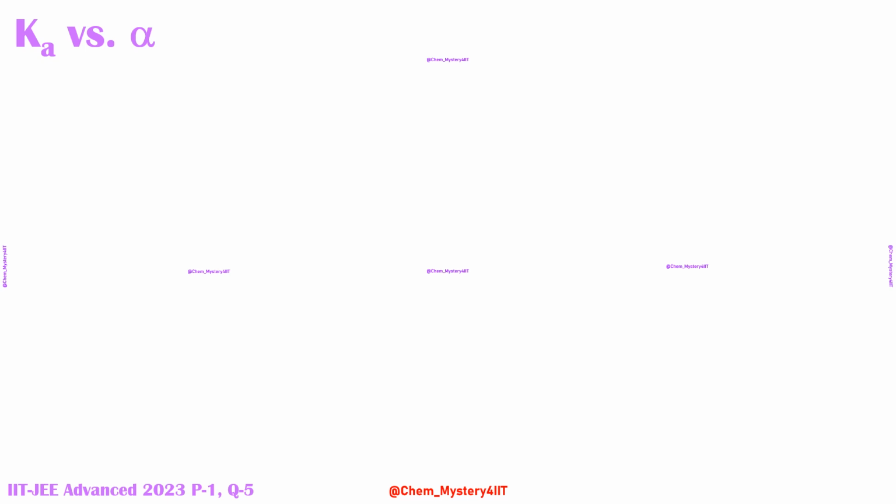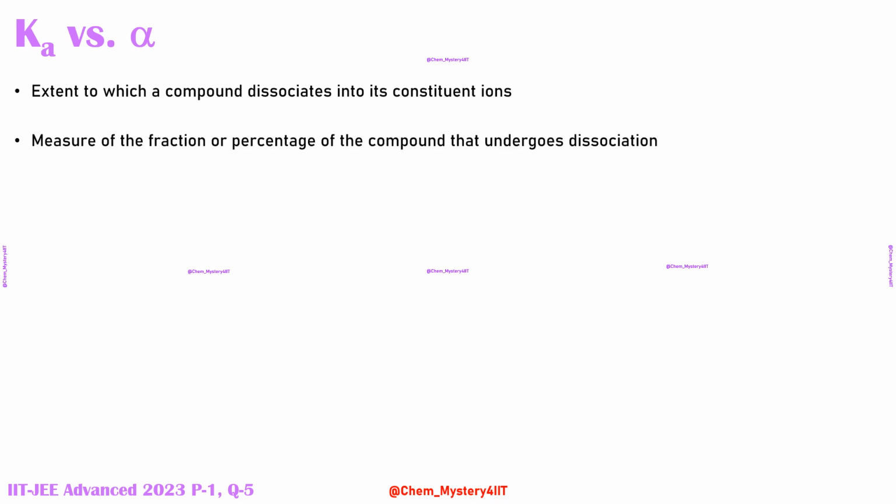Coming to alpha, we say this is the extent to which a compound dissociates into its ions. So that HX what we have taken, if you start with the 1 mole of HX, then how many moles of hydronium ions you are getting? That is the extent of dissociation or degree of dissociation, which we are calling as alpha.